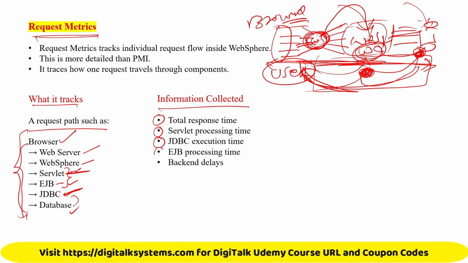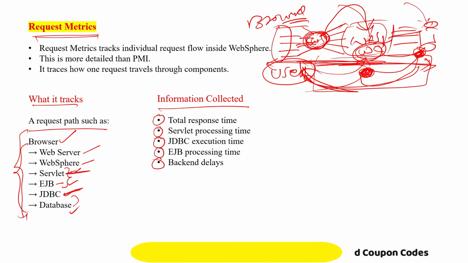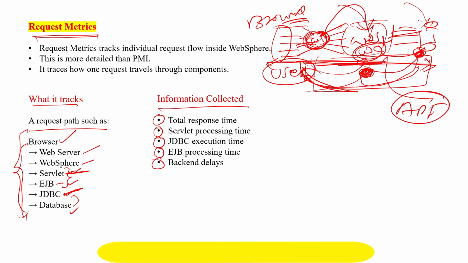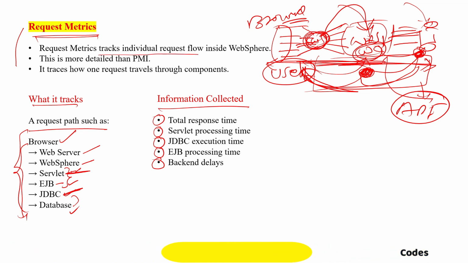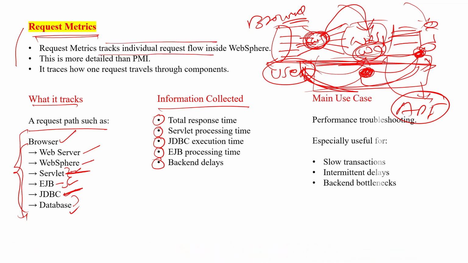If your code is executed by advanced Java like EJB, then what is the time EJB has taken to process the request? And there could be other integrations, like if your request is going to connect to some third-party system with the help of APIs. How much time is taken here to get the response from the third-party integrated APIs? So this complete information is collected with the help of request metrics, which track individual request flow inside WebSphere.